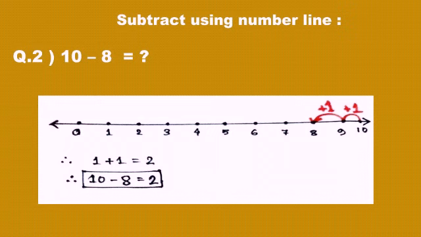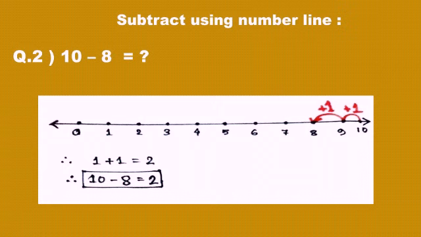So first of all, we need to draw the straight line. We have to give the arrows on both sides. Then we have to place the numbers. As we are taking the gap between two numbers as 1 unit, so 0, 1, 2, 3, 4, 5, 6, 7, 8, 9, 10. I have placed them here. Now from 8, we have to move to 10.